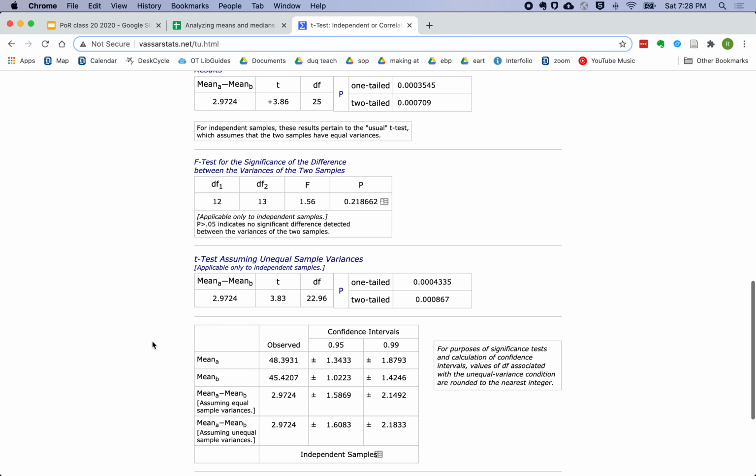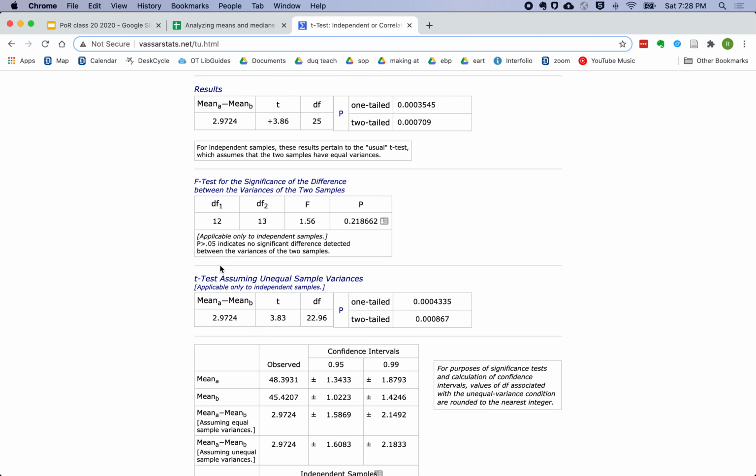This website is going to give you two different results for the t-test. One, assuming that the sample variances are equal, and one not making that assumption. Unequal sample variances is a more conservative assumption. So if you have that option, I would encourage you to use the unequal sample variances.